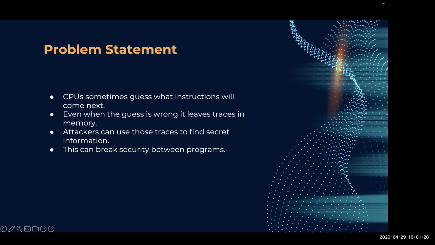The problem statement is that CPUs make predictions before they know the real answer. And if the processor guesses wrong, it throws away the work and continues. So the issue was that even though the wrong instructions were removed, those traces were left behind in things like cache memory, and attackers can use those traces to learn private information. Next.